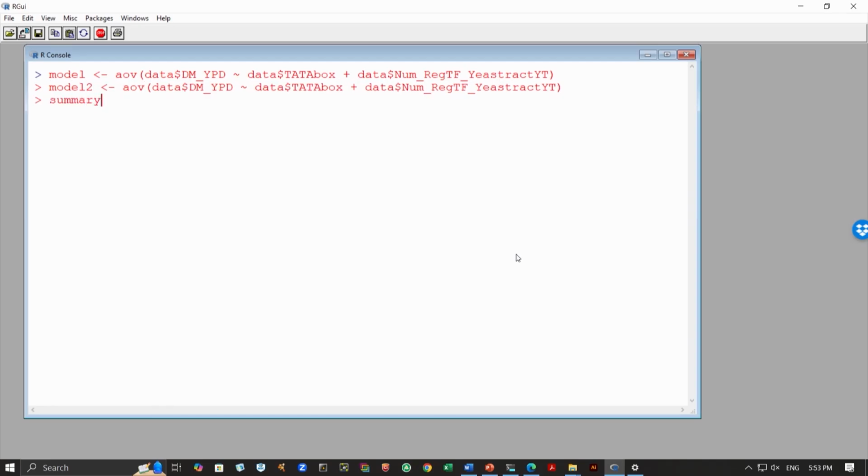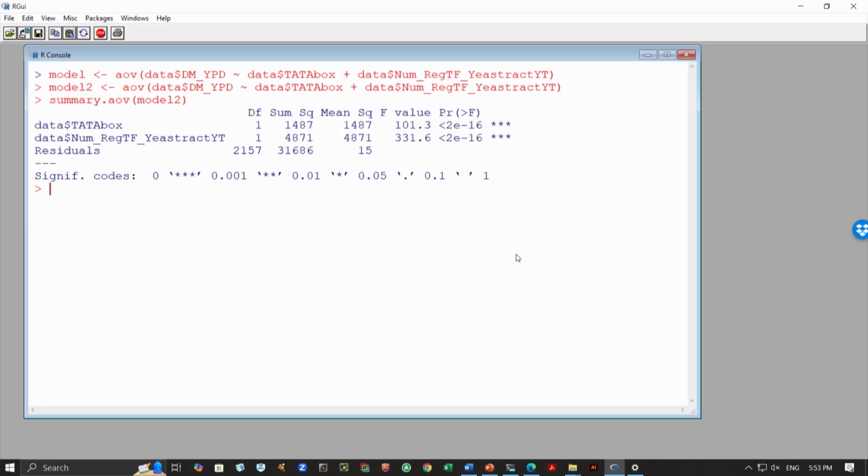And again we have summary.aov(model2), and here again we have the values. You see the p-values here, they are extremely significant. So this means these features are actually affecting this heterogeneity measure as well. These are also important features.